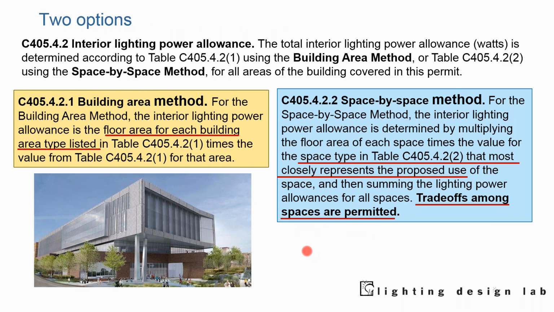it goes on and on. So we have two ways to determine the lighting allowed in this total interior lighting power allowance. We can either use the building area method or the space by space method. The building area method is the floor area for each building area type listed, which we'll look at in this table in a second. And then space by space most closely represents the proposed use of the types of spaces. And with space by space, excuse me, trade-offs among spaces are permitted. We'll look at that in a second.